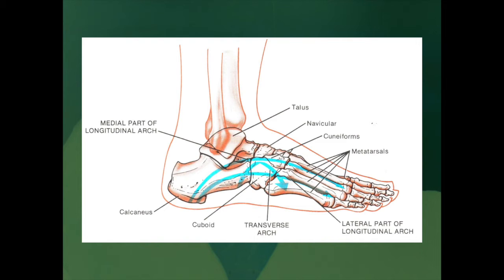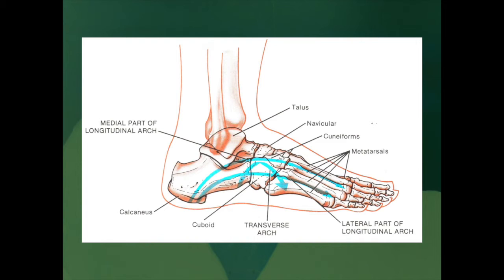The longitudinal arch has two parts to it. Both consist of tarsal and metatarsal bones arranged to form an arch from the anterior to the posterior part of the foot.